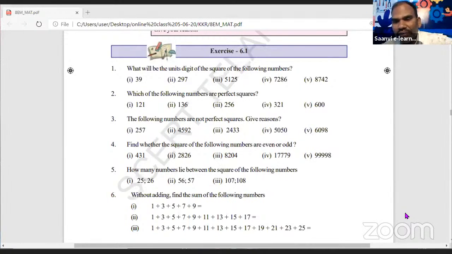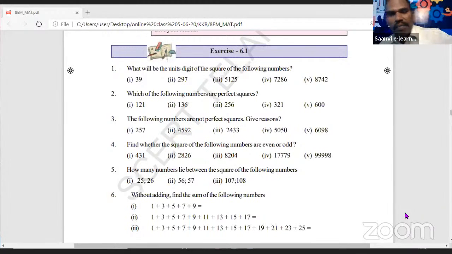Next, 321 is there. Can we write 321 as a product of two same numbers? We can't write. So 321 is not a perfect square number. 600 also we can't write as a product of two same numbers. So 600 also is not a perfect square number. Which are perfect square numbers here? 121, 256.